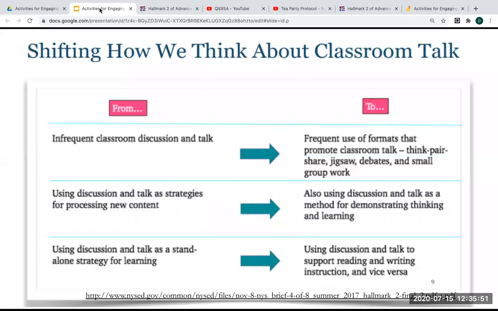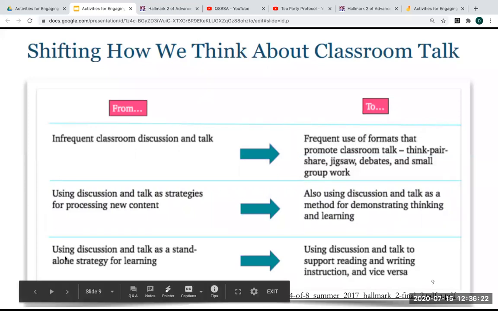We're also shifting away from using discussion and talk as strategies for processing new content, and we're using it for processing not only new content, but as a method for demonstrating their thinking and their reasoning. And as students have conversations with one another, they revise their thinking. They take into consideration the perspective of another peer, and they modify their reasoning and justifications, and then they're able to share that not only through conversation, but then later in their writing.